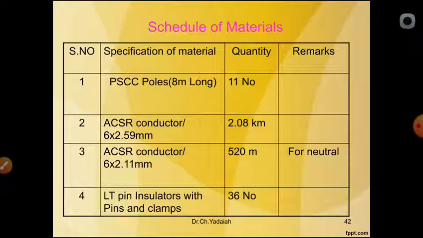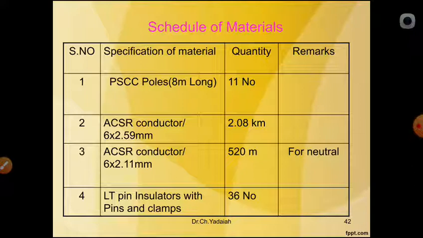Let us do 1. How many PSCC poles? So here PSCC poles are the cement poles, the pre-stressed cement concrete poles. Here 8 meters long. Nowadays, 9.1 meter PSCC poles are also generally used. Next, ACSR conductors, it is 2.8 kilometers, already we calculated.